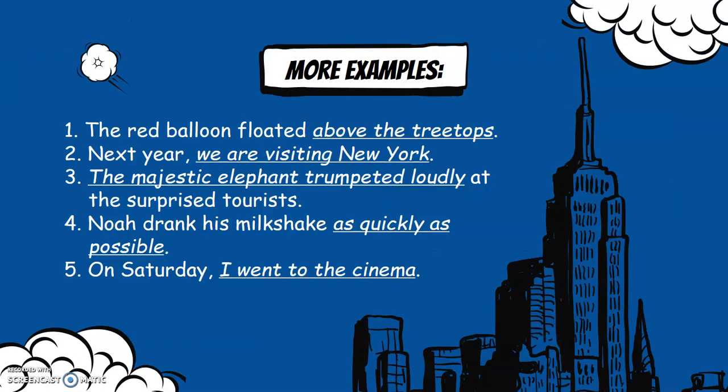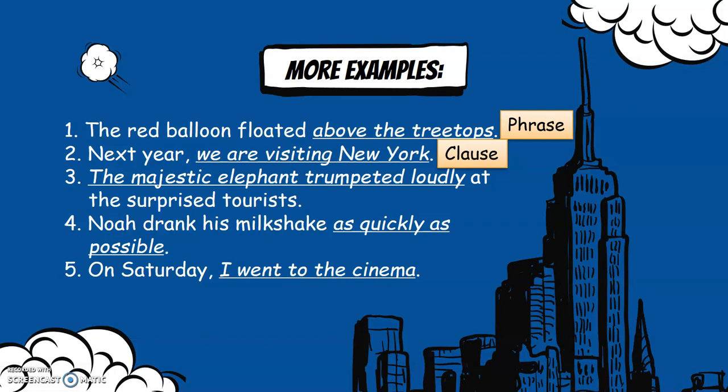First one, the red balloon floated above the treetop. Now in the underlined part you'll find there is no subject, there is no predicate, so it is an example of a phrase. Second, next year we are visiting New York. So yes, in the underlined part there is a subject, we, and a predicate, are visiting New York. So it is an example of a clause. Next, the majestic elephant trumpeted loudly at the surprised tourist. In the underlined part there is a subject, the majestic elephant, and trumpeted loudly is a predicate. So it is an example of a clause.